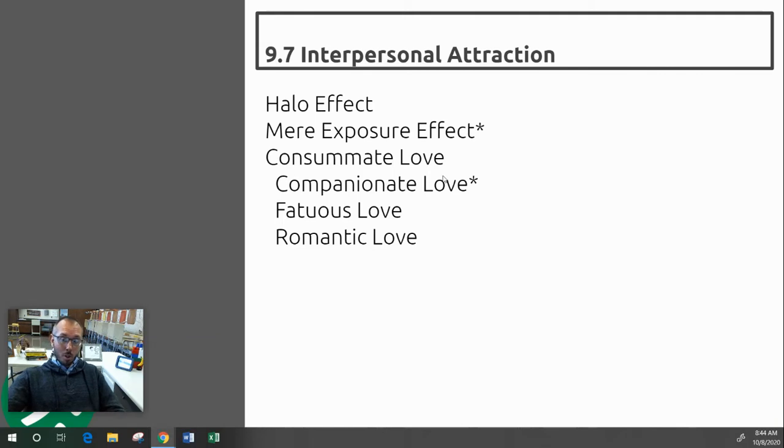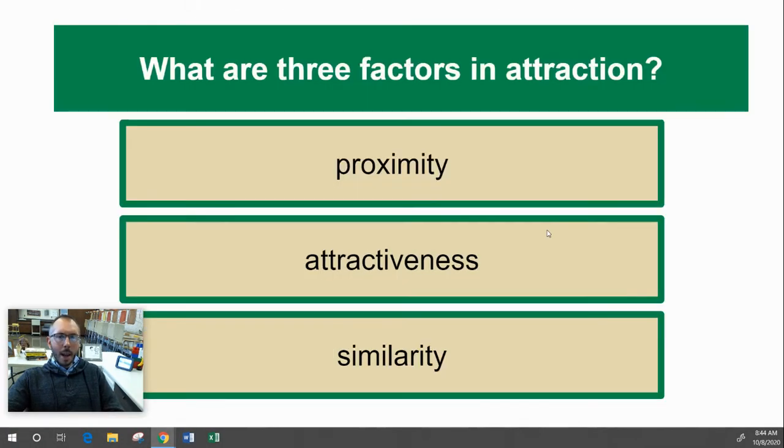These are just some of the terms that we'll be going over, but I would really make sure that you focus on the different things that will make us attracted to another person as notes that you'd want to take on 9.7, because there's a lot of questions on that. Those factors include proximity, physical attractiveness, and similarity as factors as to whether or not we find someone attractive.